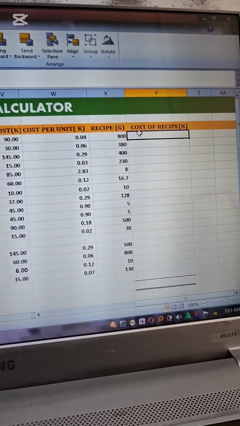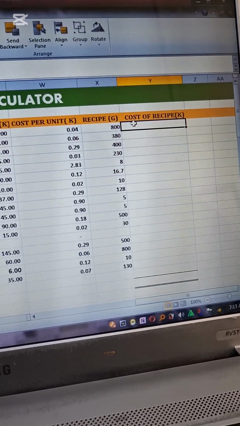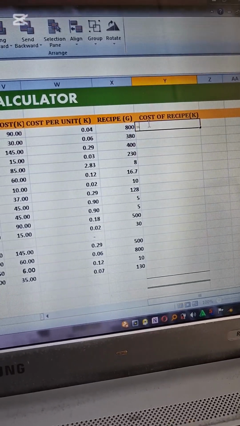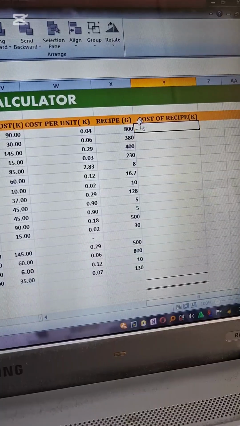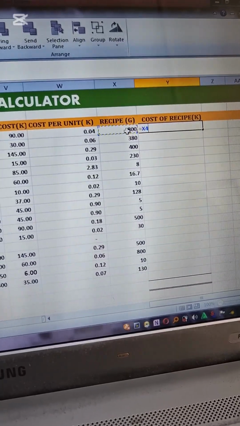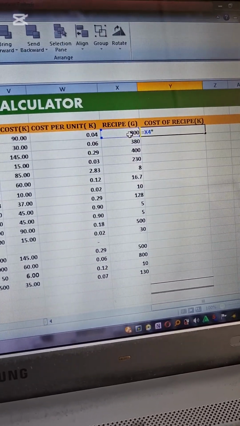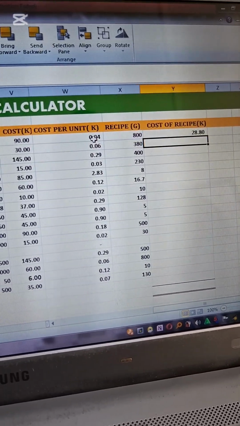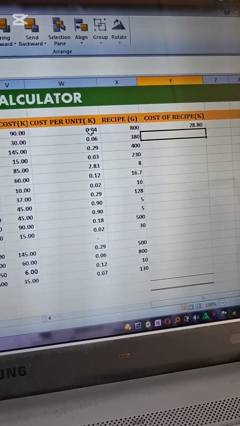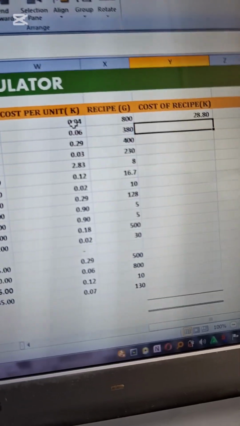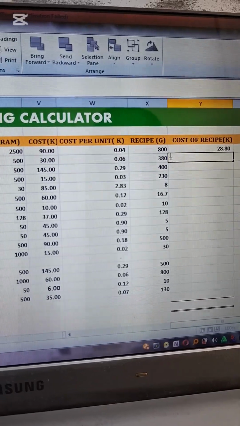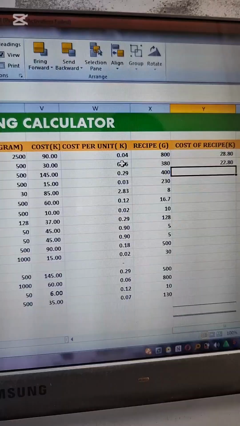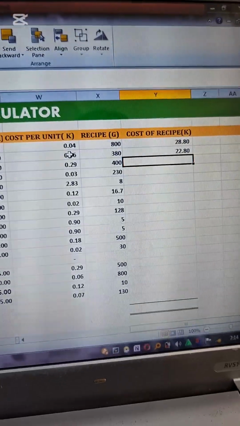So now that we have the price per gram and the ingredients needed for the cake, we are just going to calculate the total cost of the recipe by multiplying the cost per unit by the quantity needed. For flour, it will be 800 grams of flour multiplied by 0.04. It will give us 28.80 kwacha. And for sugar, it will be 380 grams multiplied by 0.06, and it will give us 22.80 kwacha.